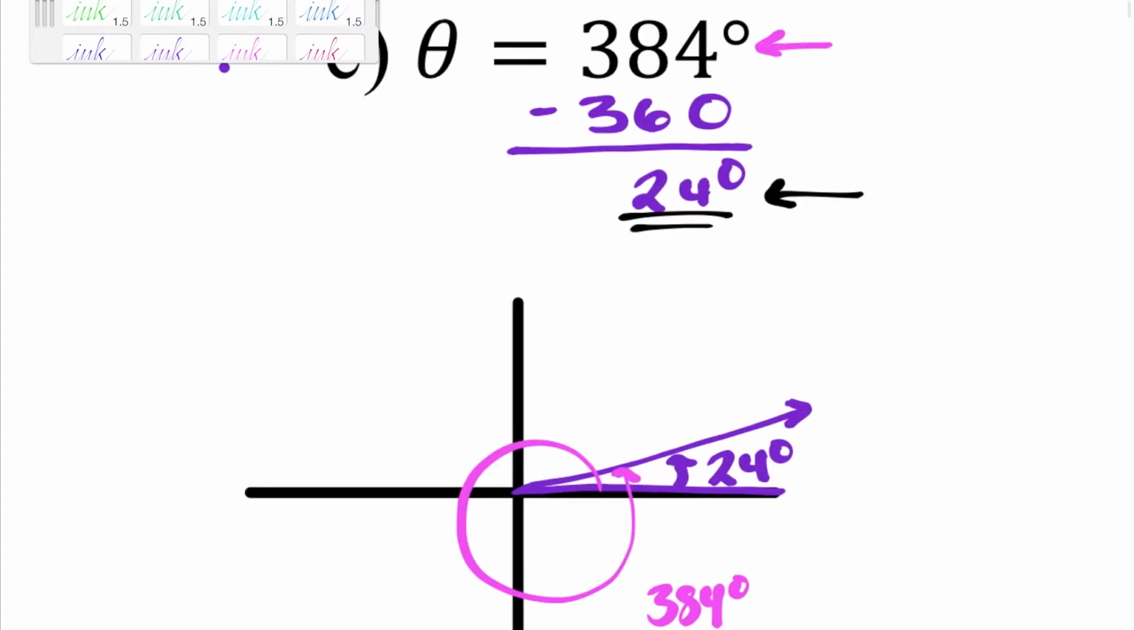So basically what I did here, because 384 is larger than 360 degrees, that means it went more than one whole rotation. So what I did was to get it into one rotation by subtracting an entire rotation, so 360 degrees. When I did that, I got 24, which is a coterminal angle. So I don't have to go any farther than that.